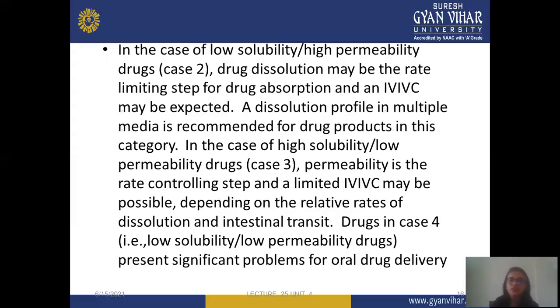In case of a low solubility, high permeability drug, a class 2 type drug, having high permeability and low solubility, the dissolution may be the rate limiting step for absorption, and IVIVC may be expected. In class 2, IVIVC is also expected, meaning an in vitro and in vivo relation is expected for class 2 drugs, which have low solubility and high permeability, and are rate limited for absorption.